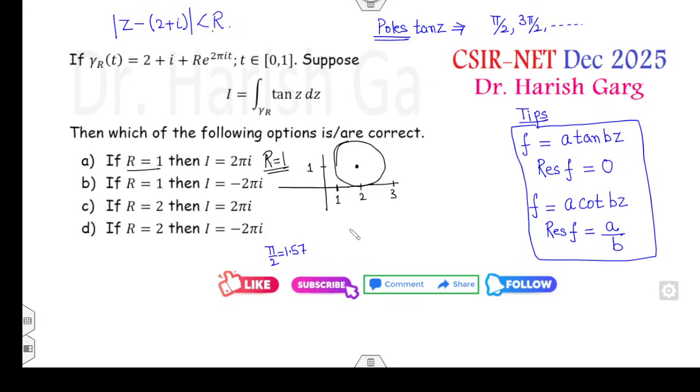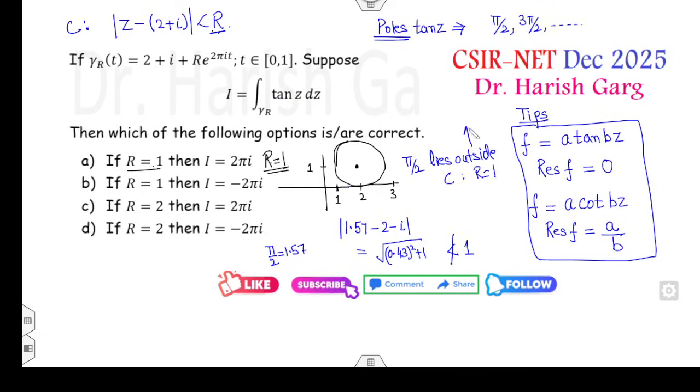So how can you check? I can substitute the value: 1.57 − 2 − i. So the value of this will be the square root of 0.43 squared plus 1. Is it less than 1? No, because I have taken r as 1. That number is greater than 1. So π/2 lies outside the circle C whenever r is equal to 1.